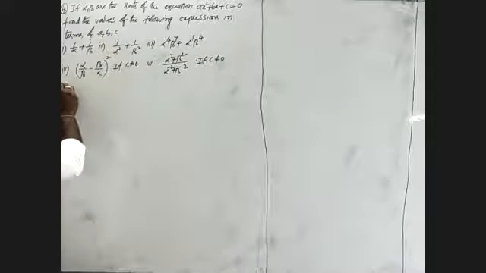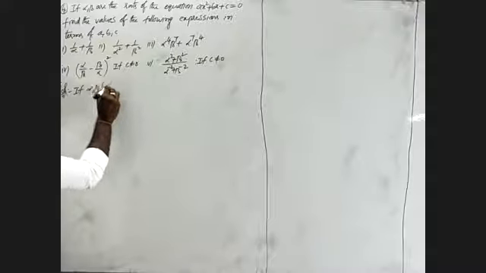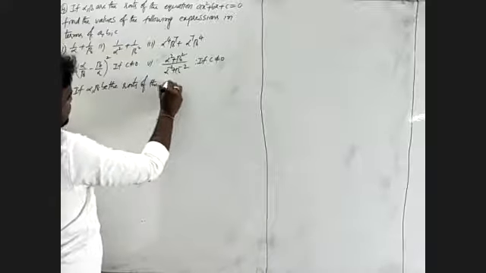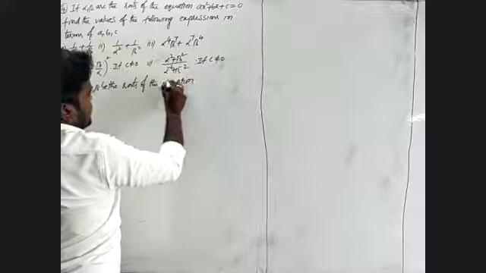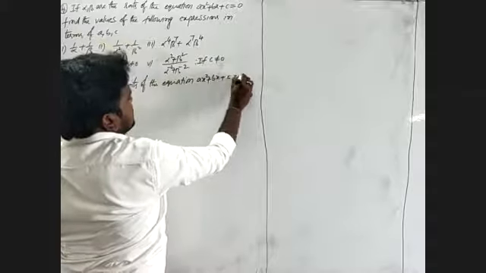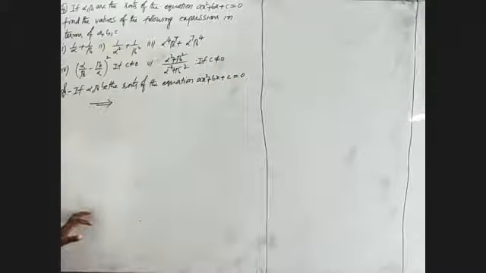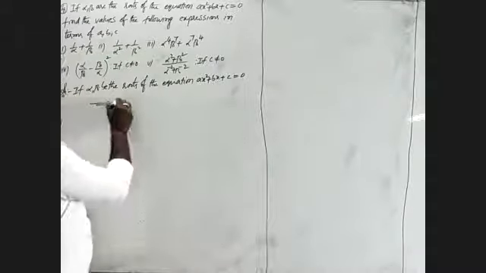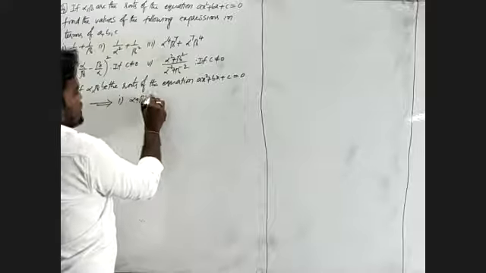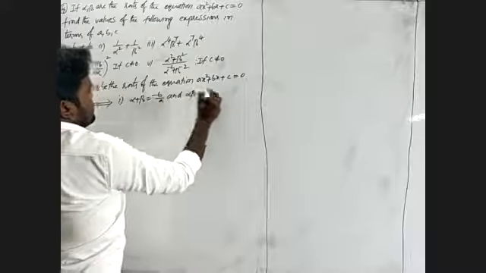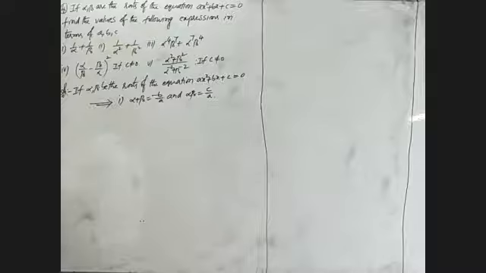First we will write: if alpha, beta are the roots of the equation ax squared plus bx plus c is equal to 0, then alpha and beta being the roots of a quadratic equation gives two conditions: alpha plus beta is equal to minus b by a, and alpha beta is equal to c by a.